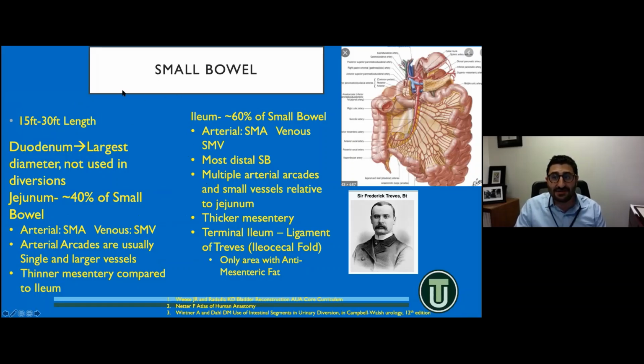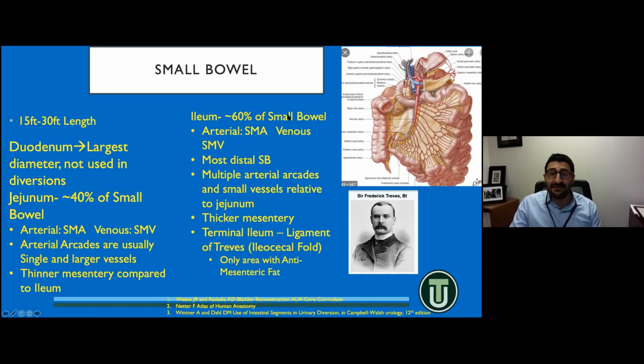The small bowel in total length is somewhere between 15 and 30 feet, depending on the patient. As you know, divided into 3 sections. The duodenum is the largest in diameter and is essentially never used in urinary diversions. The jejunum makes up 40% of the small bowel, supplied by the superior mesenteric artery and veins. And the arterial arcades are typically single, and they're much larger vessels and tend to have a thinner mesentery compared to the ileum, and very rarely used, and we'll go over some of the reasons why.